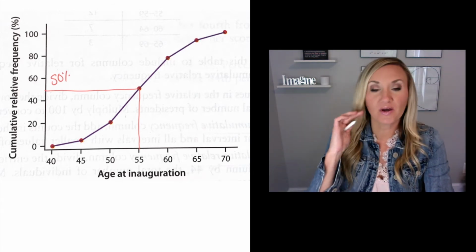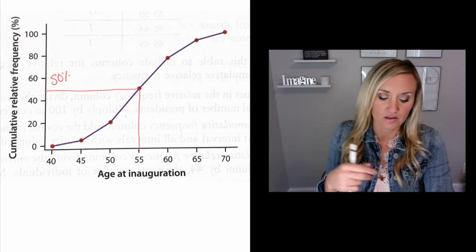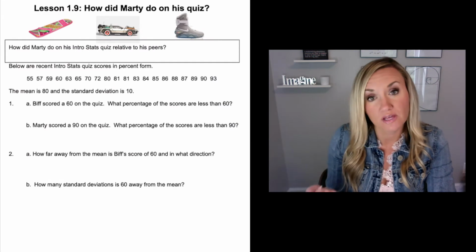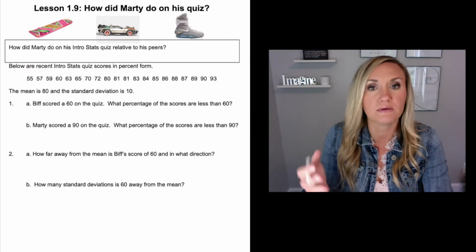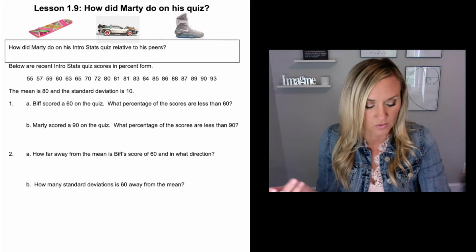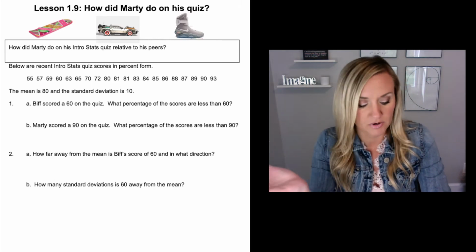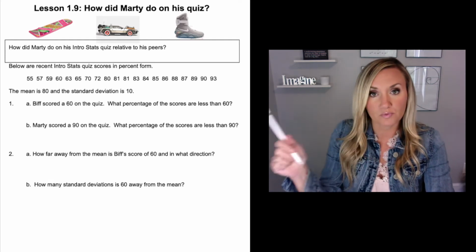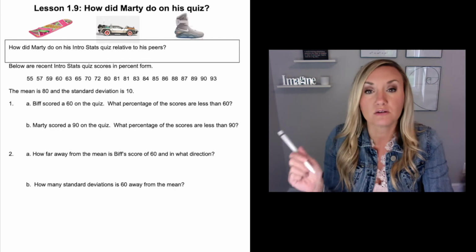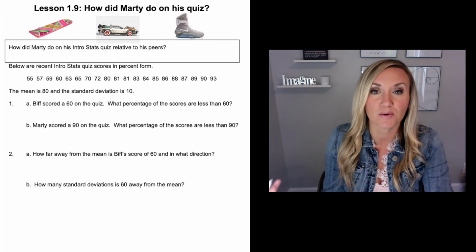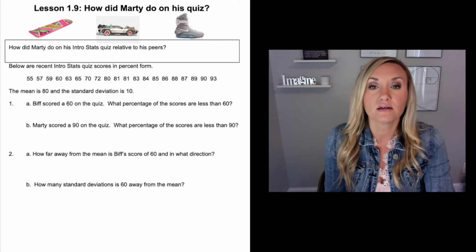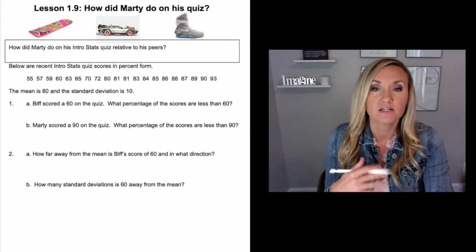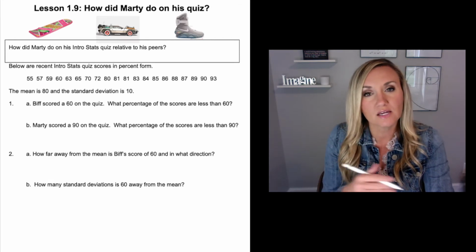Okay, so in our lesson, let's go ahead and do an activity on how Marty did on his quiz. Make sure that you have this printed off, or if you have it up as you're watching this video, that's very helpful. The question is, how did Marty do on his intro stats quiz relative to his peers? Below are all of the recent stats scores in percent form, written from least to greatest. It tells us that the mean is 80 and the standard deviation is 10. So the average is 80, give or take 10%.